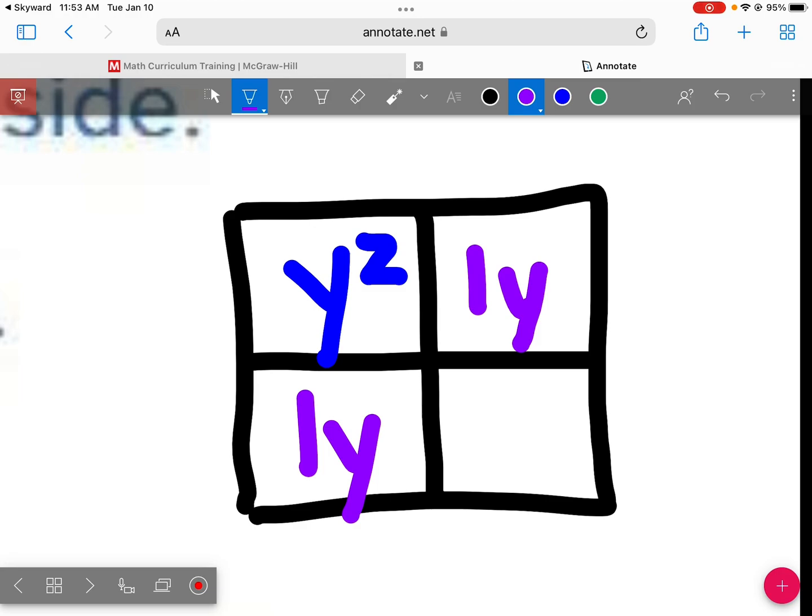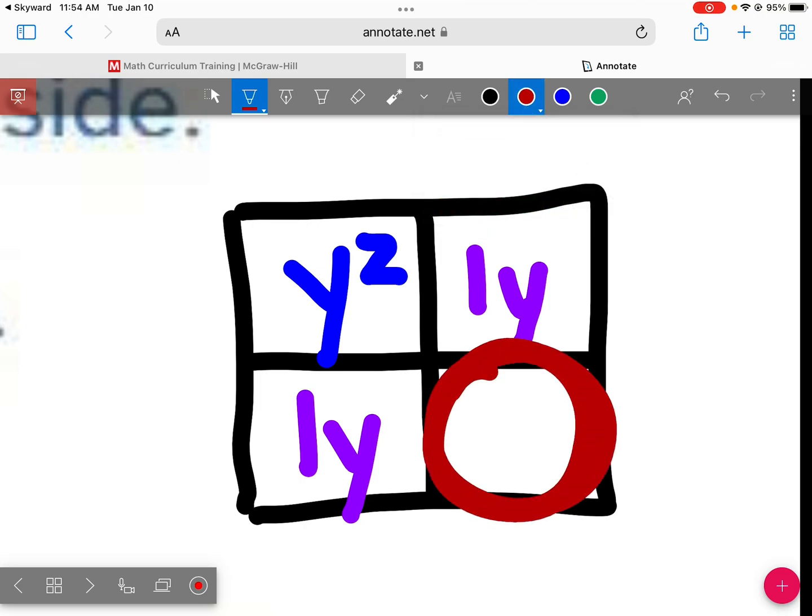Y squared and 2y, is that what I have in the box over here if I put all those pieces back together? Yes. Y squared, 1y and 1y to get 2y. Is that box all the way filled in? No, we have to complete it. We are going to have to put a number down here in this bottom box. Here's how I figure out what that number is going to be.